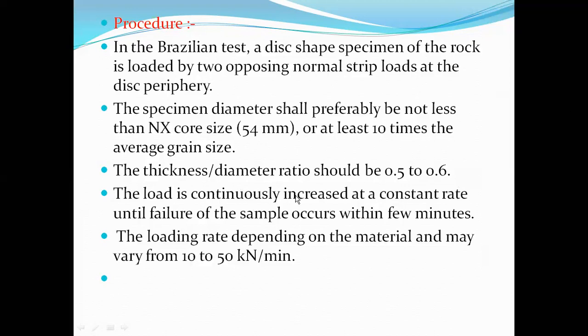The load is continuously increased at a constant rate until the failure of the sample occurs within a few minutes. So the load is being applied continuously at a very constant rate until the failure of the sample occurs. The load has to be applied continuously in a uniform way. Next, the loading rate, depending on the material, may vary from 10 to 50 kilonewtons per minute. This is the rate of loading that is applied while carrying out the test in the laboratory.